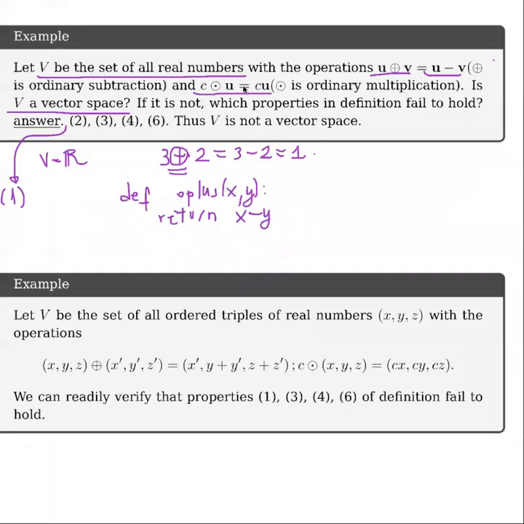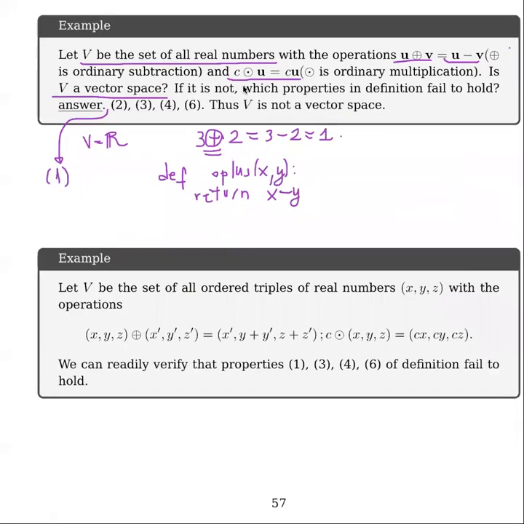Let's look at another non-example. This is not an example of a vector space. Okay, so now in this case we're taking V to be the set of all ordered triples x, y, z with these operations. So now we define ⊕, so it is defined like this, and ⊙ is defined in the usual way.